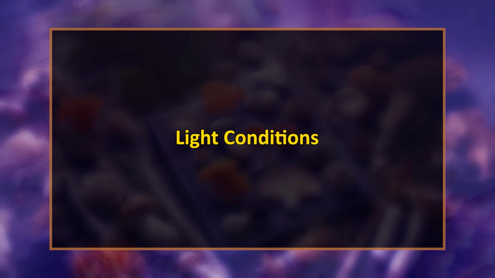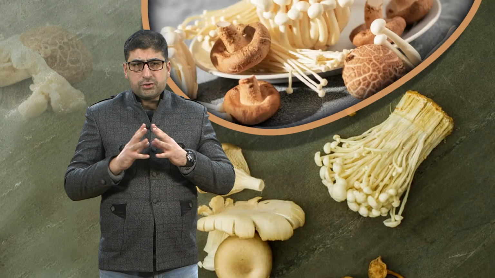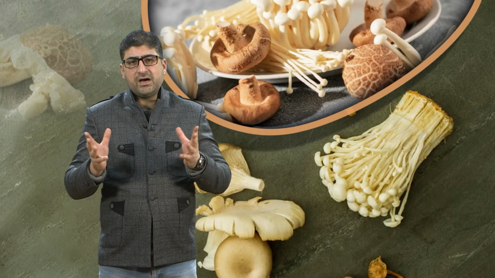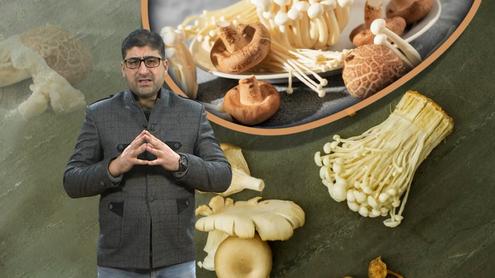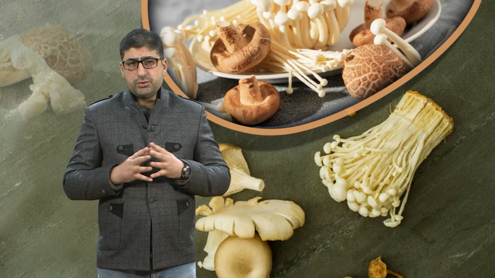Let's now talk about the light conditions for the growth of enoki mushrooms. Enoki mushrooms are typically grown in darkness or very low light. This limited light exposure is key to producing the long, white and noodle-like stems. Even a slight exposure can sometimes induce browning in the caps.